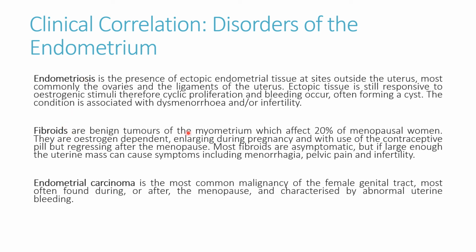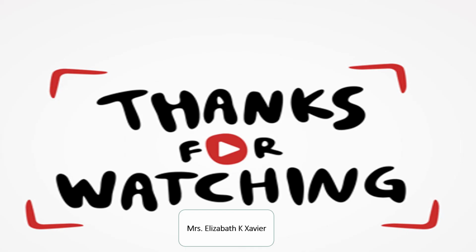Fibroids are benign tumors present in the myometrium. Endometrial carcinoma is the most common carcinoma or malignancy of the female genital tract, most commonly found during or after menopause, characterized by heavy uterine bleeding. That is all about the microscopic and the macroscopic structure of uterus.